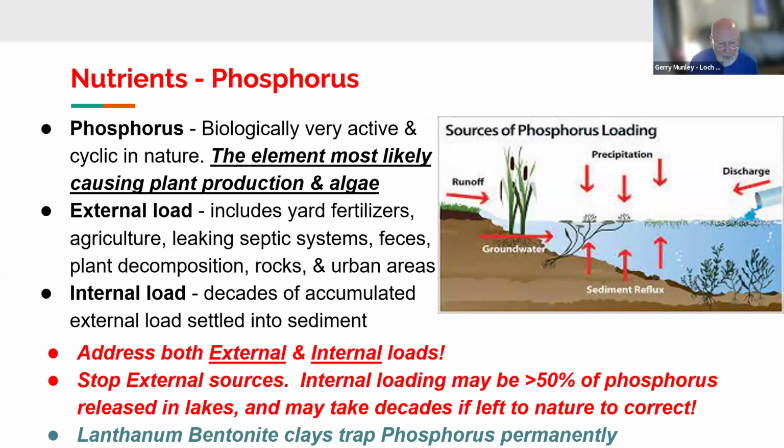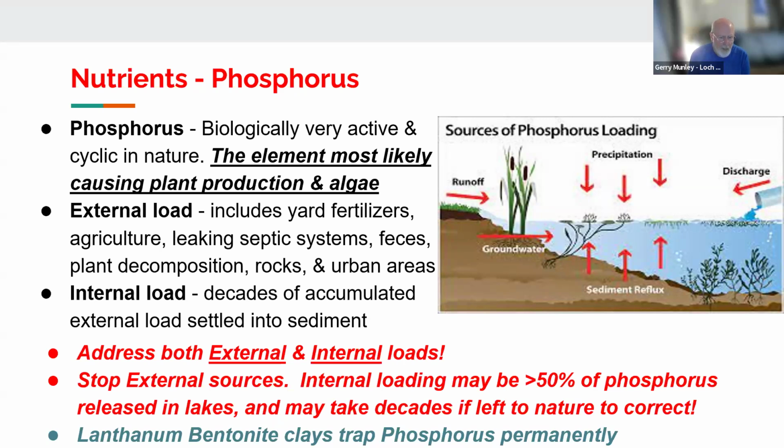Phosphorus, and these next two slides are going to be overly complex, and I apologize ahead of time, but phosphorus is so biologically active and cyclic in nature, and it's probably the element most likely to cause plant production and algae blooms. There's two different kinds of sources we talk about in broad terms. The external load, or the external sources, like fertilizers, agriculture, septic systems.